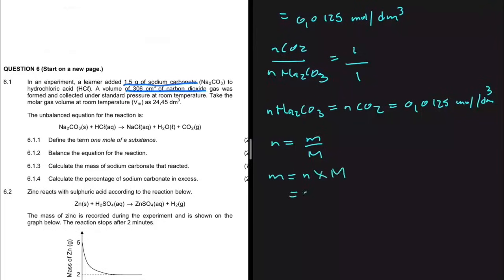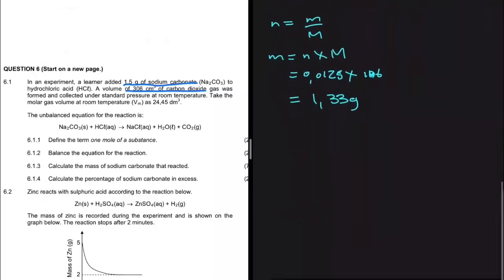So we're going to have 0.0125 multiplied by the molar mass of Na2CO3. It's 106. You can verify that on your periodic table. And then the answer we get is 1.33 grams. So that's the mass of Na2CO3 that reacted.